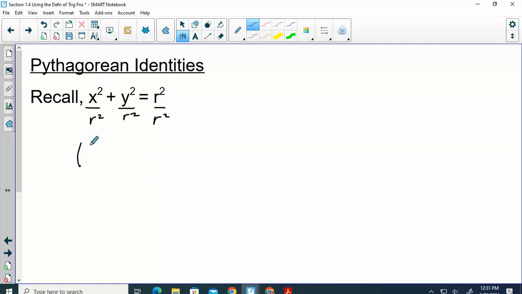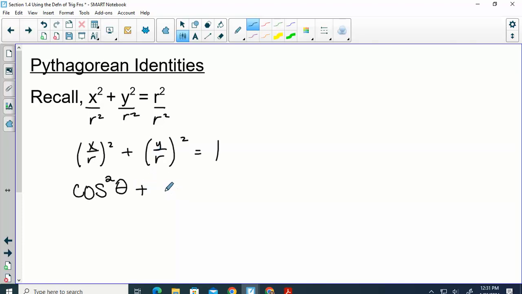X squared over r squared would be the same thing as x divided by r, squared, plus y divided by r, squared. What's r squared divided by r squared? 1. Okay. What is x over r? Cosine. Now, when you have a trig function squared, so that's cosine squared theta, you put the square on the word cosine. You don't want to put it after the theta because then it looks like your angle is squared. So that's just a notation thing.